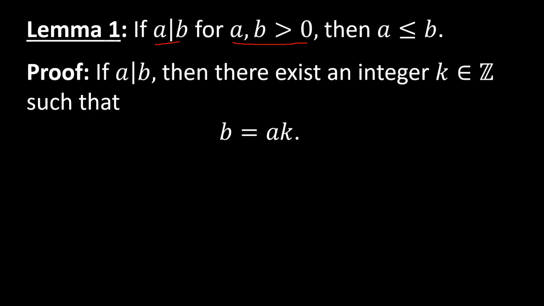So let's look at the proof. If we have that A divides B, then we can apply the definition and say that there is an integer k so that B is a multiple of A. So that's what the definition of divisibility is.